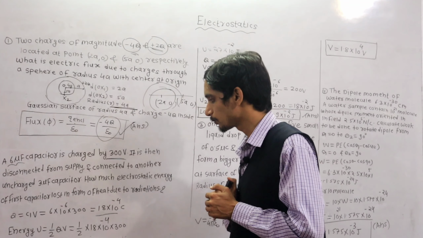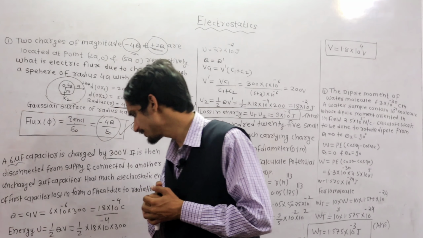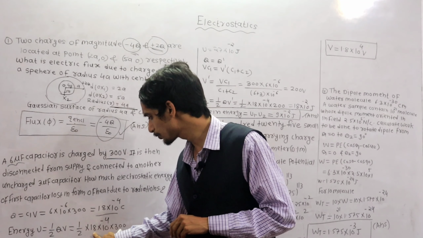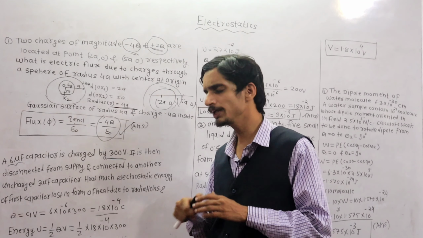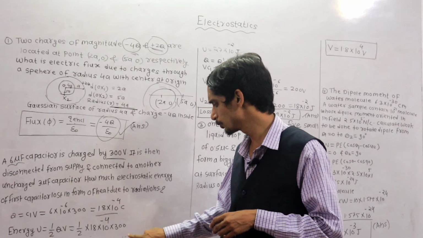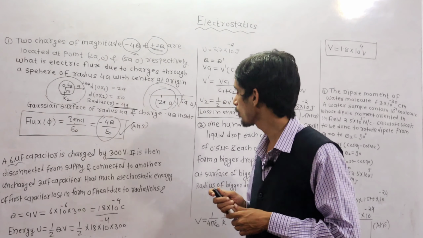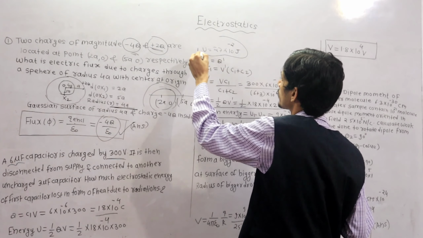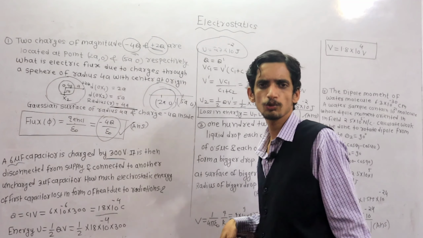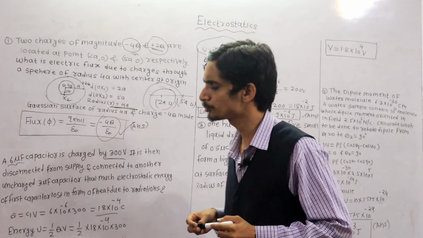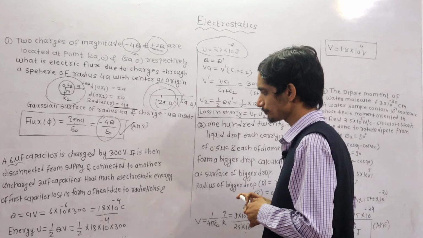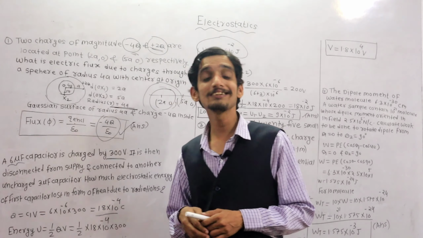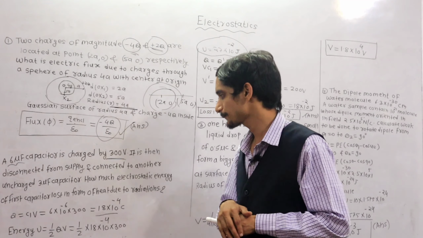Now energy U is equal to half into Q times V, which is half into 18 into 10 raised to minus 4 into 300. So how much energy is stored? 27 into 10 raised to minus 2 joules. So the energy stored is 27 into 10 raised to minus 2 joules. Now, what they are asking is, suppose there is one uncharged capacitor of 3 microfarad.